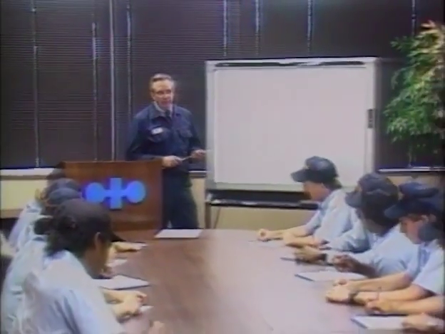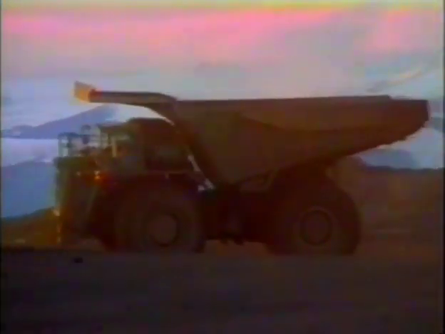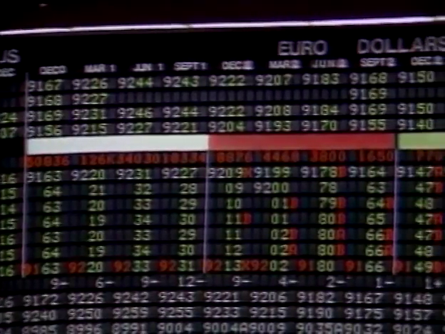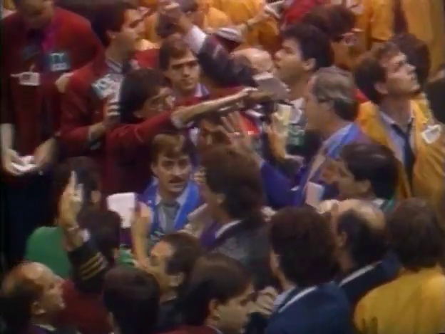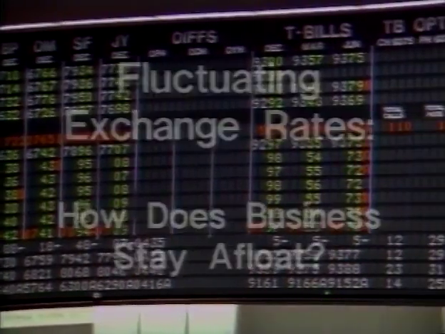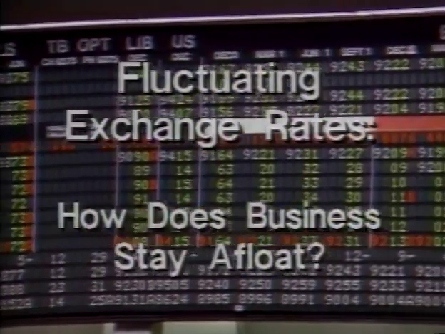Winning would take efficiency, quality, marketing. All critical, all controllable. But what was the one factor that neither company could control? The factor that could tip the balance and save or cost the competitors billions in sales. Fluctuating exchange rates. How does business stay afloat?